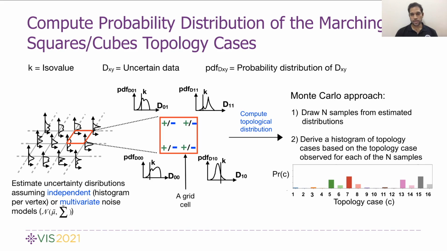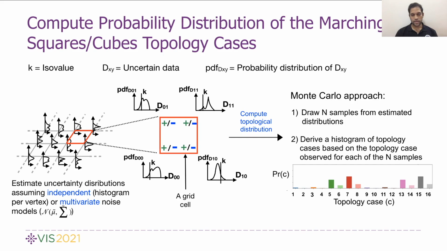In a general Monte Carlo sampling approach, we randomly draw n samples from the estimated distributions and then we empirically derive a histogram of topology cases based on the topology case observed for each of the n samples, as illustrated in the bottom right image.